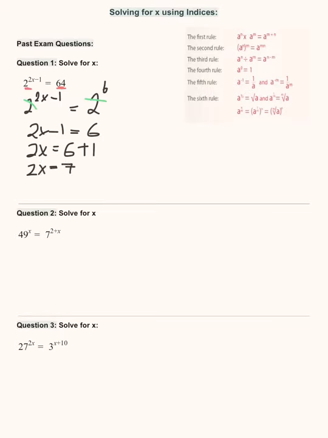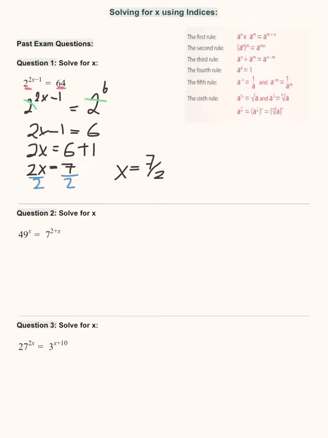And just like any other linear equation, we divide down by the coefficient of the variable. Here it's 2, which is going to give me an answer of x equals 7 over 2.